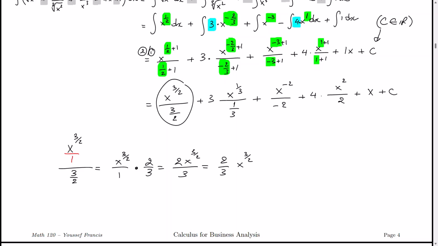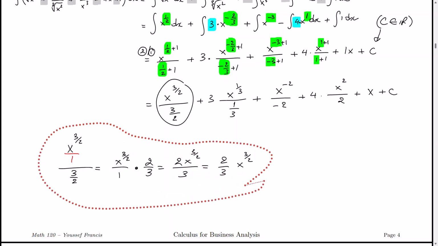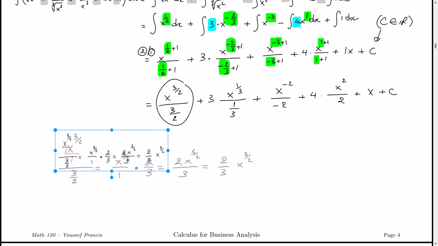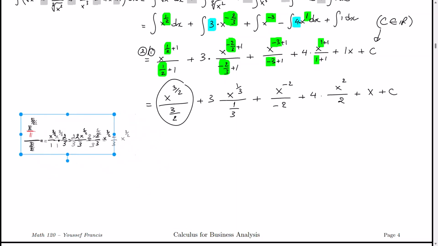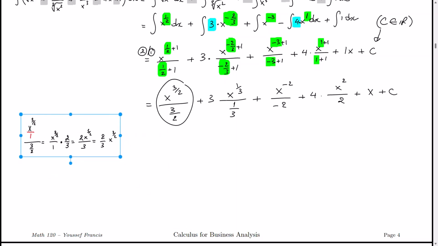So in the future, I'm not going to write down all these details. That's way too much writing. That's way too many steps. So I'm just going to remember the effect.